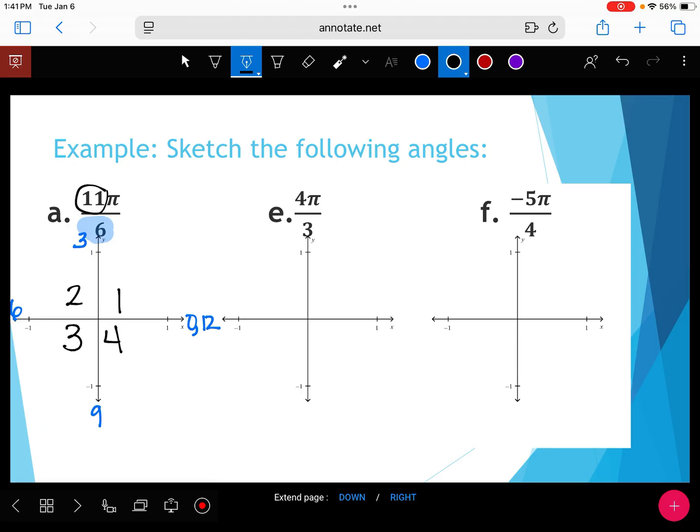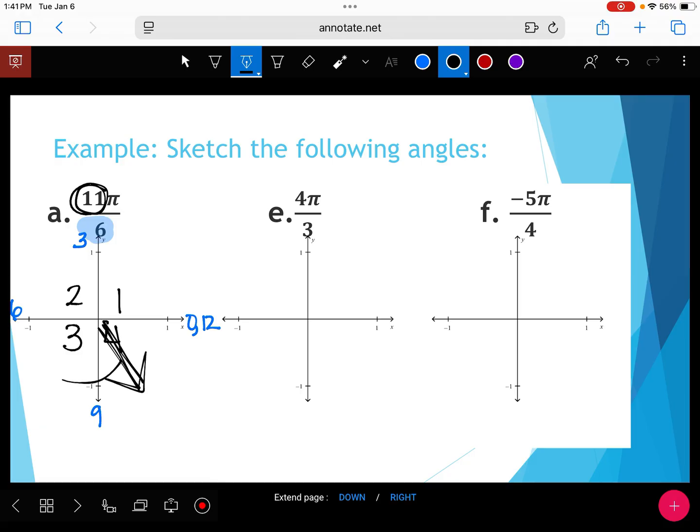what quadrant would 11 fall in? Show me with your fingers. Where is 11? So you're asking yourself, is 11 between 0 and 3? No. Is it between 3 and 6? No. Is it between 6 and 9? No. Is it between 9 and 12? Yes. So the terminal side is somewhere in quadrant 4.